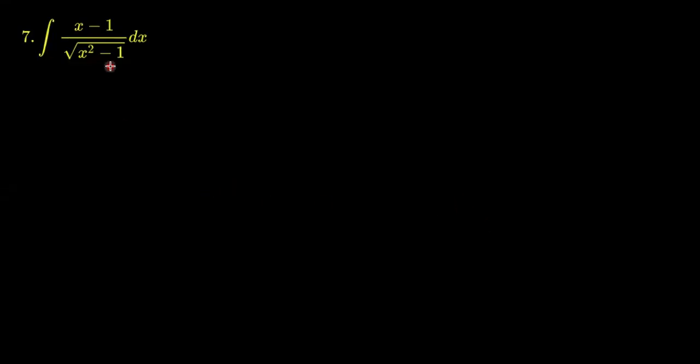Well, we can say we have a numerator, which is a linear function, and a denominator, which is quadratic. In such a case, we would like to express our numerator, which is x minus 1, as a times the derivative of the denominator, the quadratic in the denominator, d/dx of x squared minus 1, plus b. So a times the derivative of the denominator plus b.